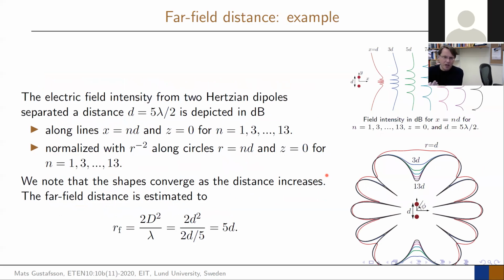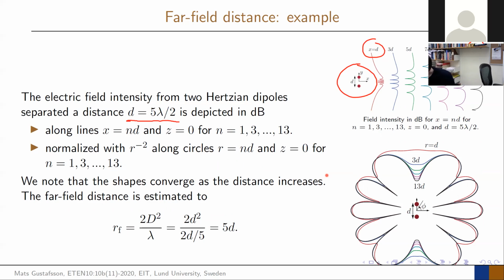So if we try to understand what this means and what we see with it. If I take 2 Hertzian dipoles, so I have 2 dipoles radiating here, they are separated a distance d. And now we say that the distance is 2.5 lambda from each other. And then I can just move further away from this antenna and look at the shape of the field. When you are very close to it, the distance in x is equal to d, and then I move it up to 13d. You can see that things start to change. It looks slightly different when you move away.